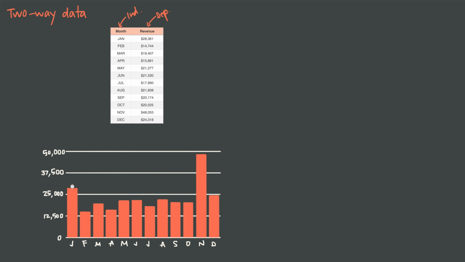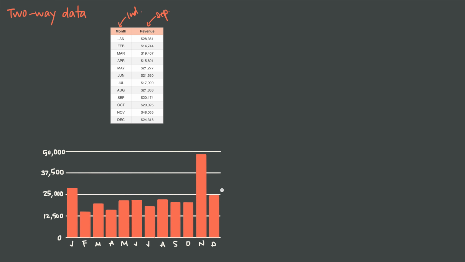So for January, we had about $28,000. So you see that comes up to a little over the $25,000 mark. Here's February at just under 15. So that comes up just over the $12,500 mark. And we plot those bars all the way to December. We've already done all that and we know how to handle one-way data.